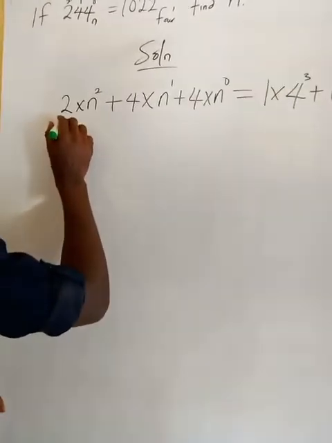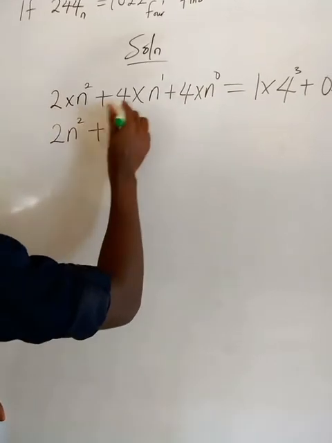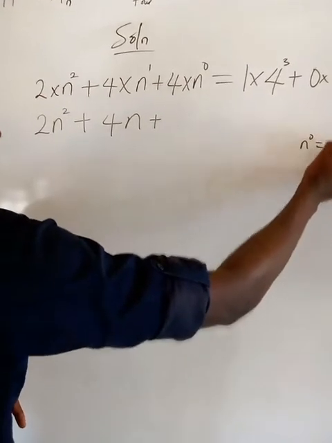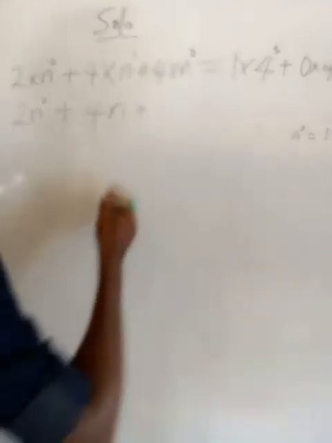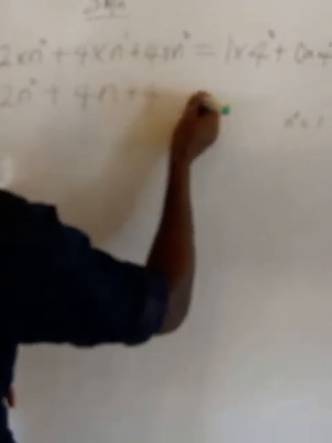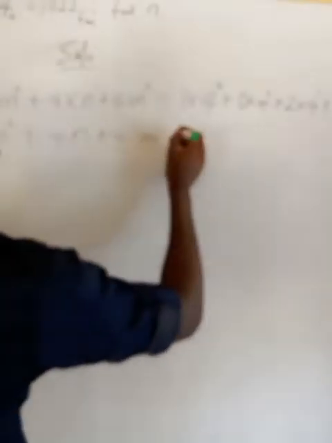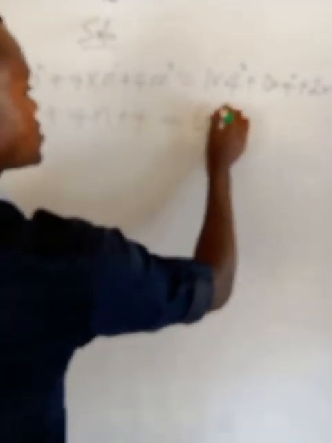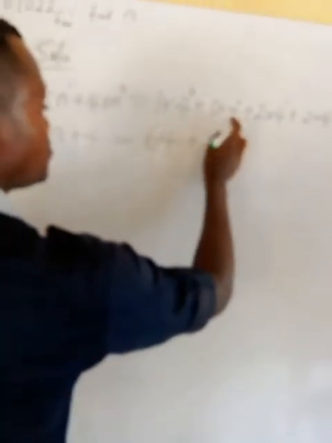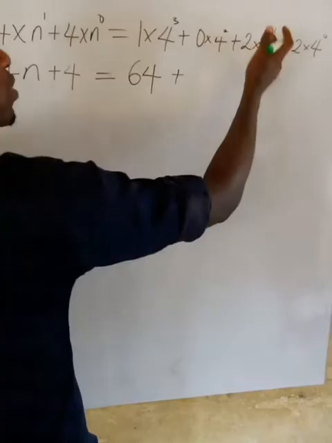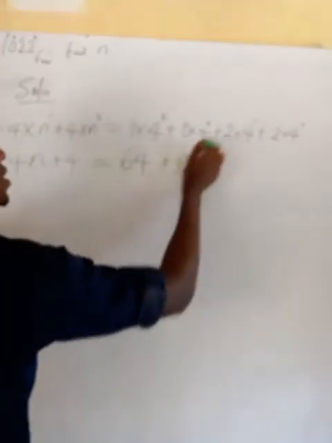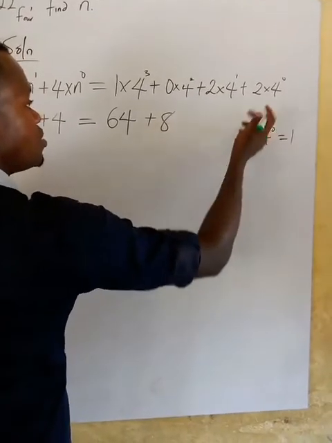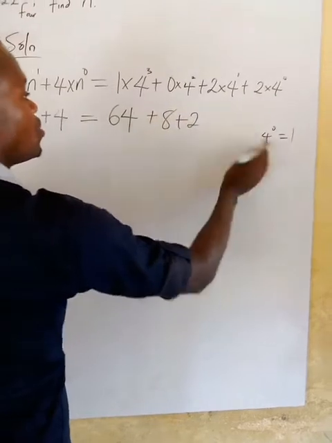This will give us 2n squared plus 4n plus, remember n raised to power 0 is equal to 1 based on the laws of indices. So this will give us 4 times 1, which is 4, and it is equal to 1 times 4 raised to power 3, that's 4 times 4 times 4 to give us 64. This one is 0 because anything times 0 is 0. Then this is 4 raised to power 1, and that is 4. 4 times 2 is 8. This is 4 raised to power 0 is 1. Remember that, the law of indices. So 1 times 2 is 2. Okay?